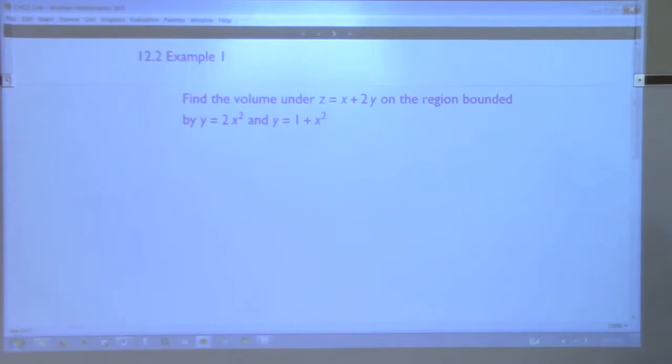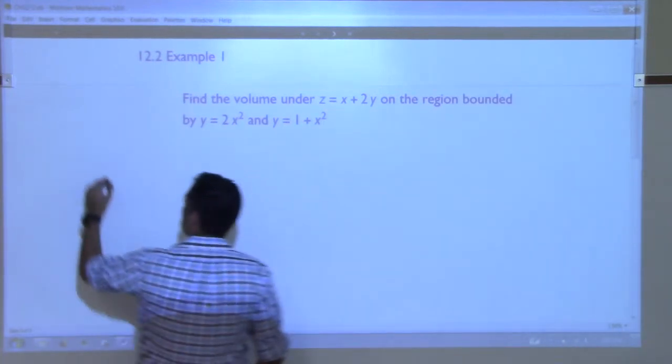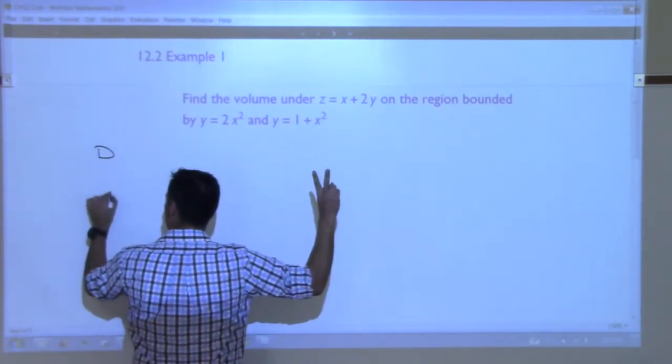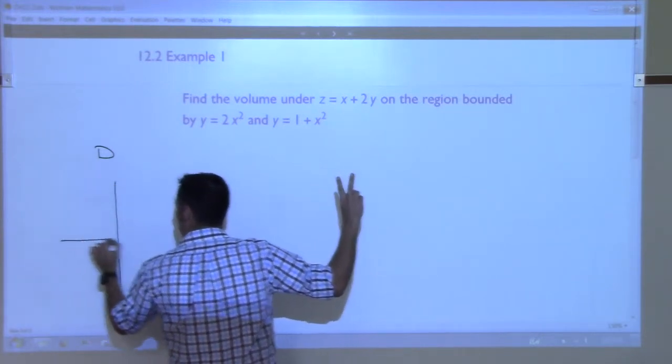Find where they equal each other. Why don't we try and draw a picture of the domain, just so we see what's happening here? So my domain, and this will be two-dimensional, won't it? My domain lives in the xy plane.